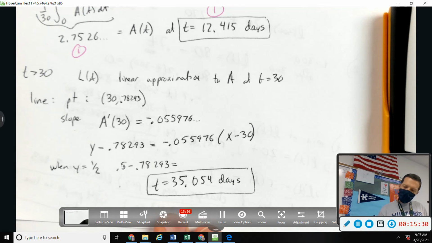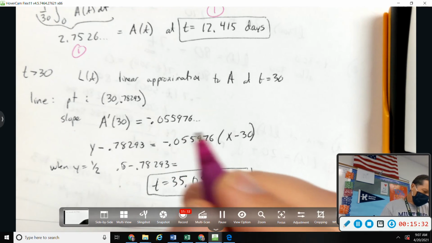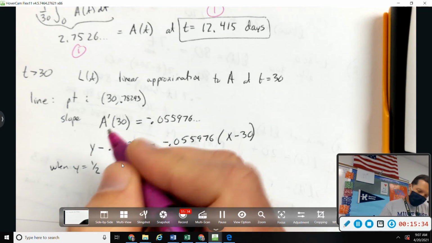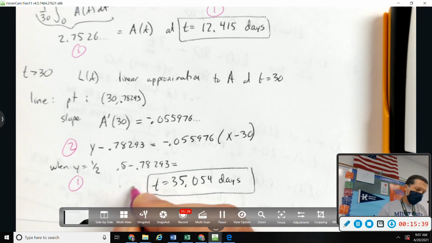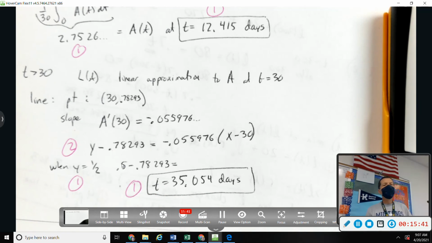The point values for that were 2 for this expression, 1 for thinking about y equals 1/2, and then 1 for the answer. So it would have been hard to get. This was probably an all or nothing type thing.